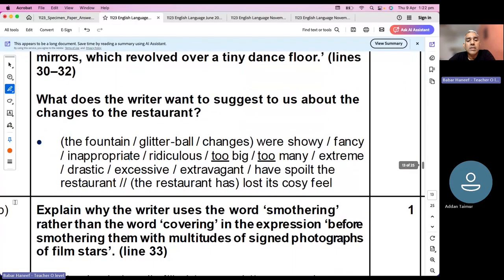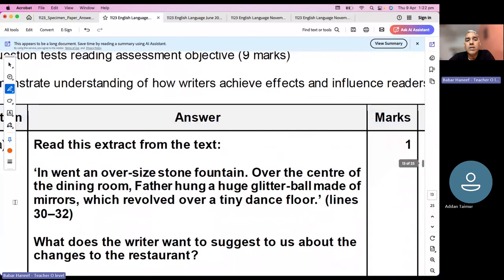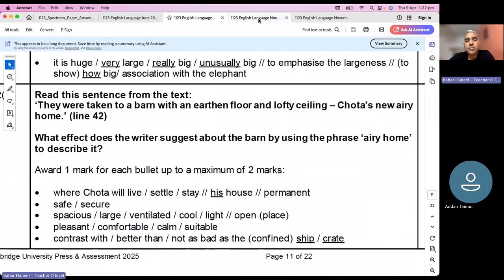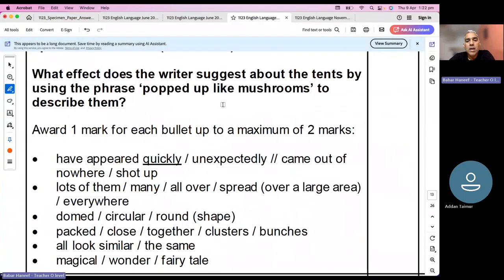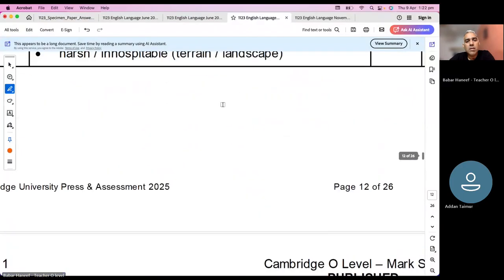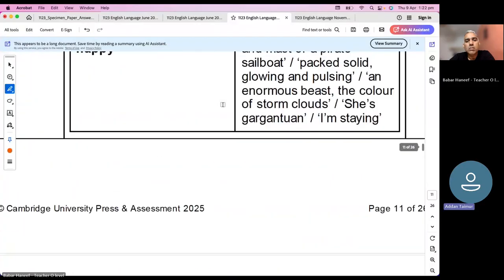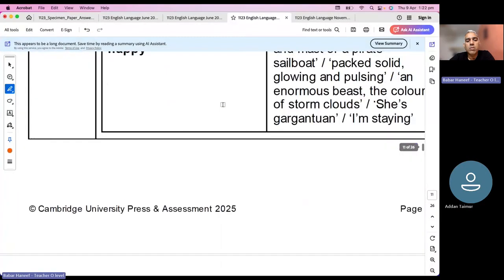And we have a similar question in another paper. I hope this class is helpful, Noor. Is it? Yes, it is. All right, thank you.